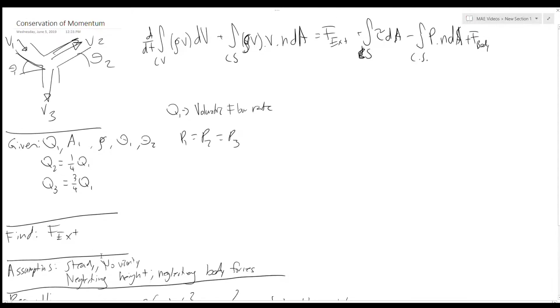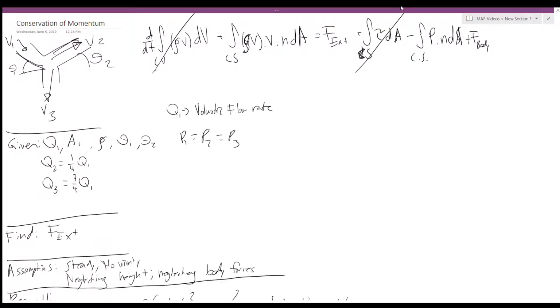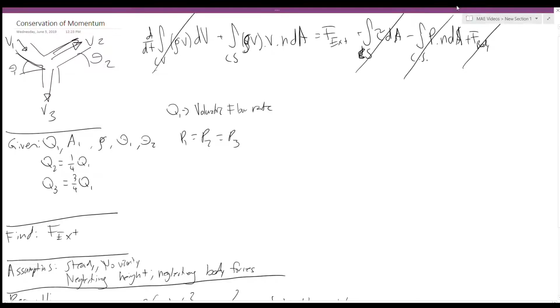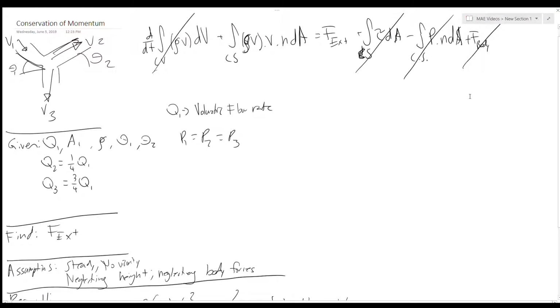We're assuming it's steady state, which means we can get rid of this accumulation term. There's no viscosity, so we can get rid of our viscous term. We're neglecting height if we do Bernoulli's, and we're going to neglect the body forces, which just means we're not going to worry about the weight of the water itself. We're just worrying about the momentum caused by the change in velocity, essentially. And I'm also going to get rid of this pressure term because we have stated that gauge pressure equals 0, or that P1 equals P2 equals P3.